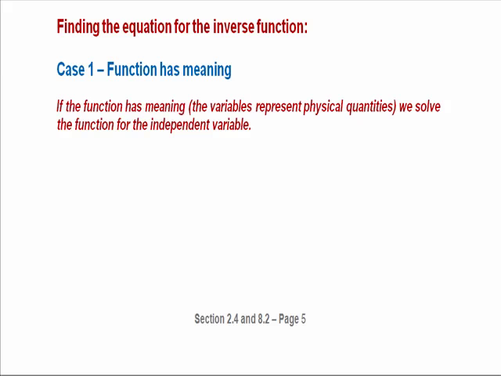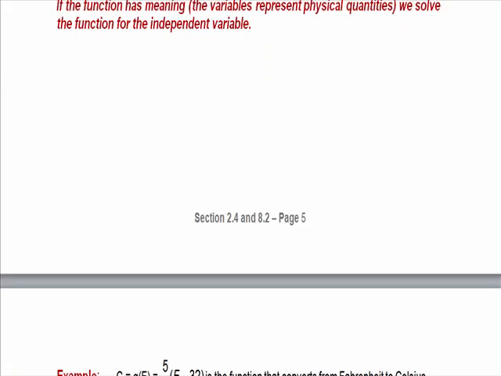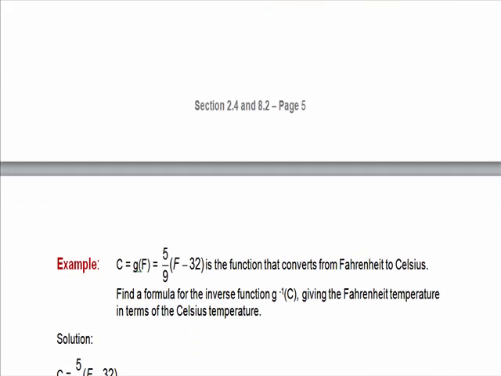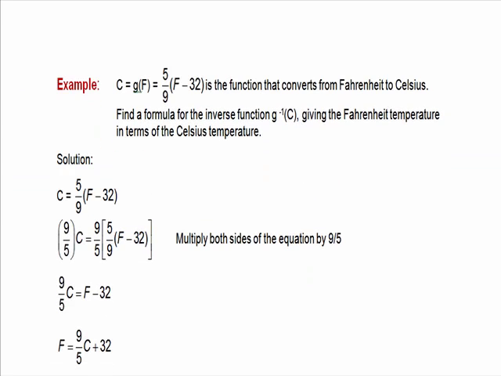If the function has meaning, if there's a story behind it, we are going to just solve for the other variable. So if the variables represent some sort of physical quantity, we're going to just solve for the previous independent variable. So we're going to have a just rewritten function. And you've done this tons of times in your mathematical history. We just didn't talk about finding the inverse.